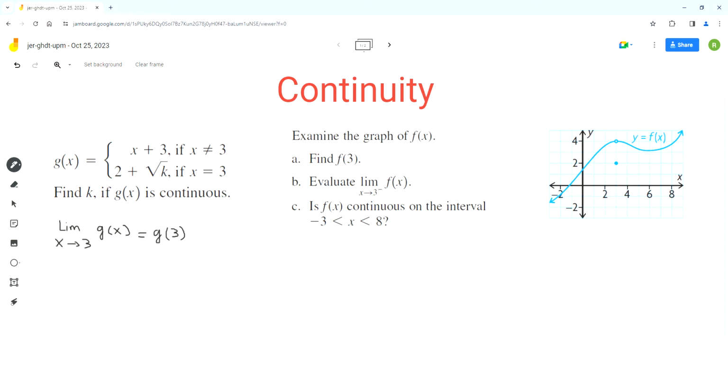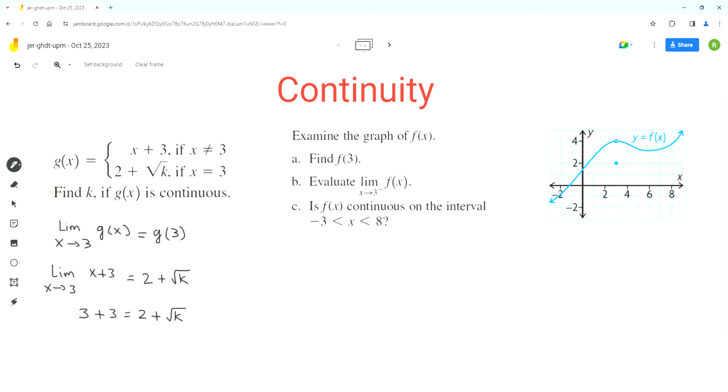This means that for the limit, we should use the equation x plus 3, because that's the equation when x is not equal to 3. So we get the limit as x approaches 3 of x plus 3 equals g(3), the function value at x equals 3, which is given to us as 2 plus square root of k. Now we can evaluate this limit by substituting x as 3. So we get 3 plus 3 equals 2 plus square root of k. This is the equation we have to solve to find the value of k.